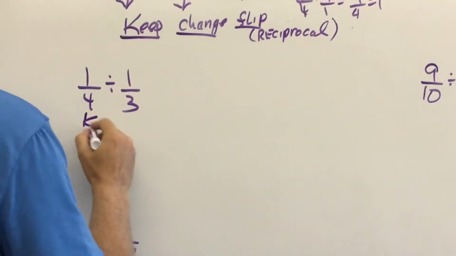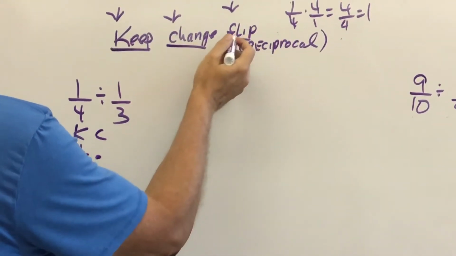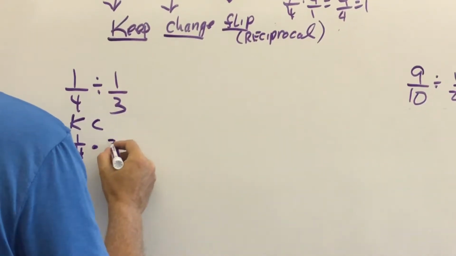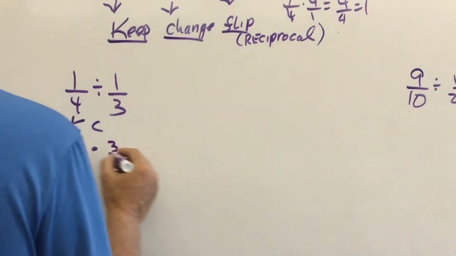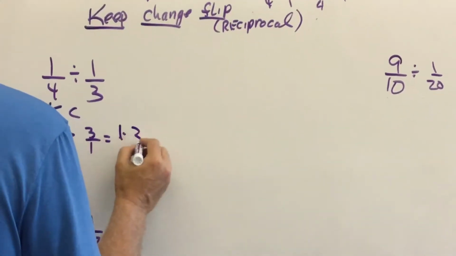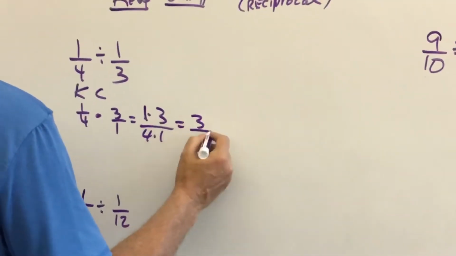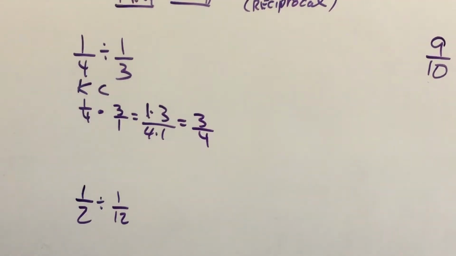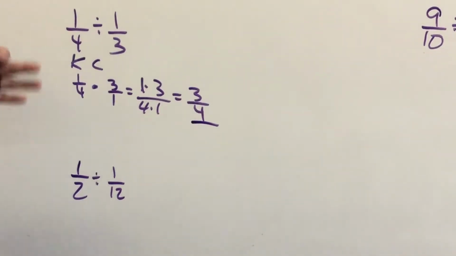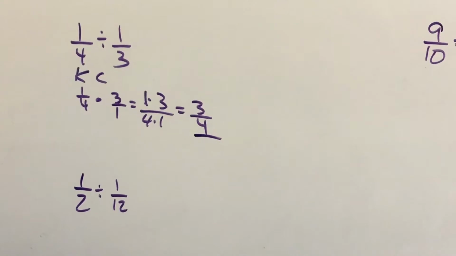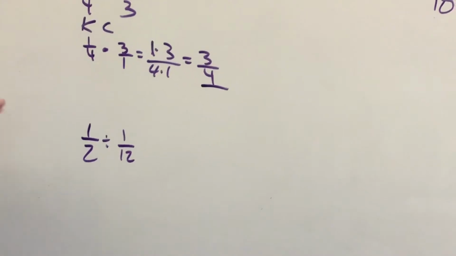So keep 1/4, change the division to multiplication, and flip, or the reciprocal of 1/3 is 3/1. And then we just apply the rules for multiplying. So multiply numerator times numerator, 1 times 3, denominator times denominator, 4 times 1. We end up with 3/4, and that one is already simplified. So we don't really need to do anything with cross factoring here or rewriting because there's nothing that we can simplify.